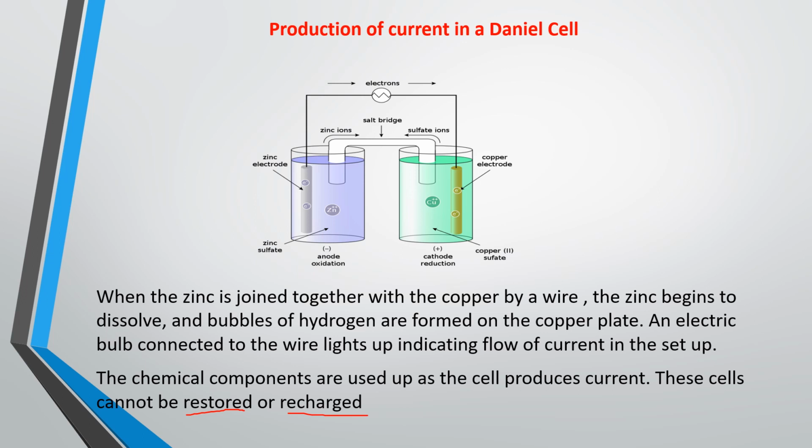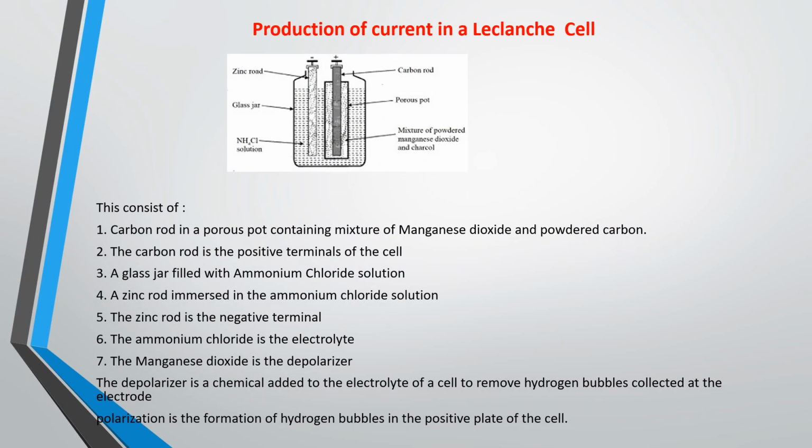So we'll also look at the Leclanché cell and how it works too. This is also an example of a primary cell. As I've said before, the Leclanché cell is an example of a primary cell. And what does it consist of? One, it consists of a carbon rod. Okay, so if you look at it, you see the carbon rod that is immersed in a pot containing a mixture of manganese dioxide and powdered carbon.